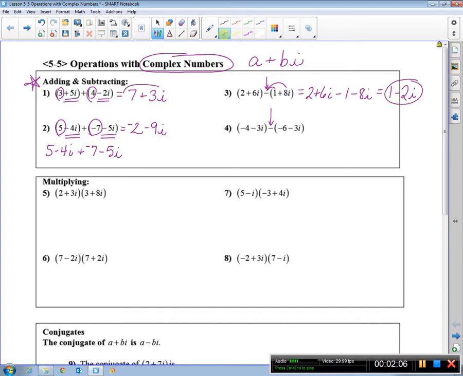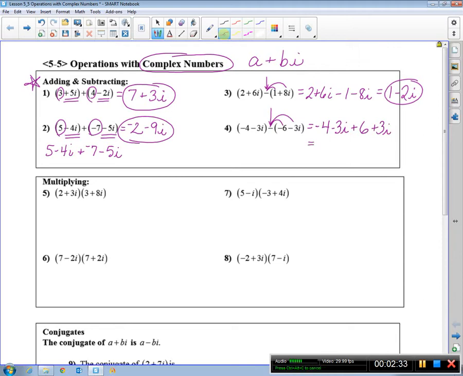Let me go back and circle all of these. Number 4, distribute the negative again. Make sure you're doing that. Negative 4 minus 3i. Now distribute. Subtracting negative 6 is the same as adding 6. Subtracting negative 3i is the same as adding 3i.